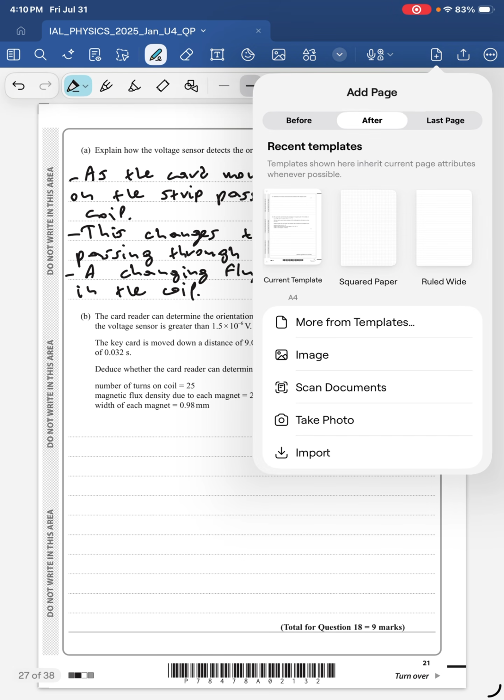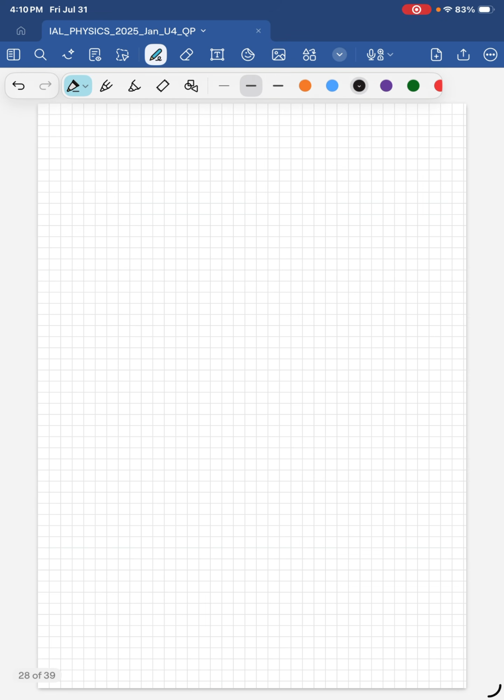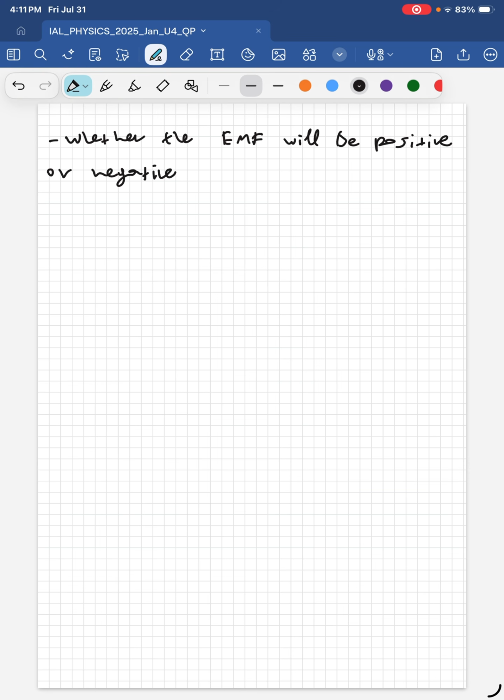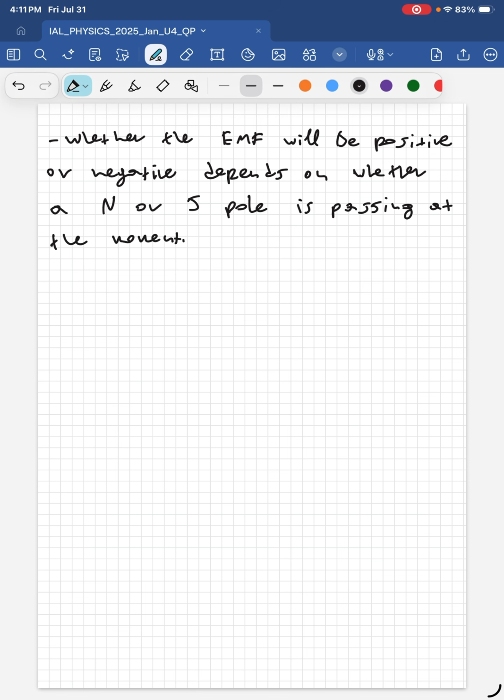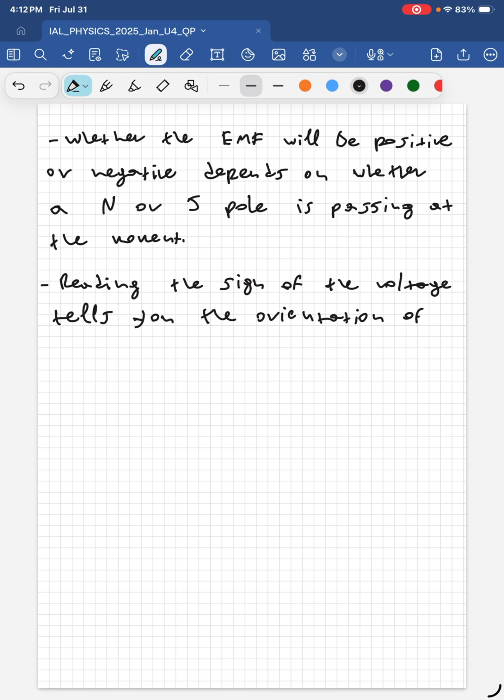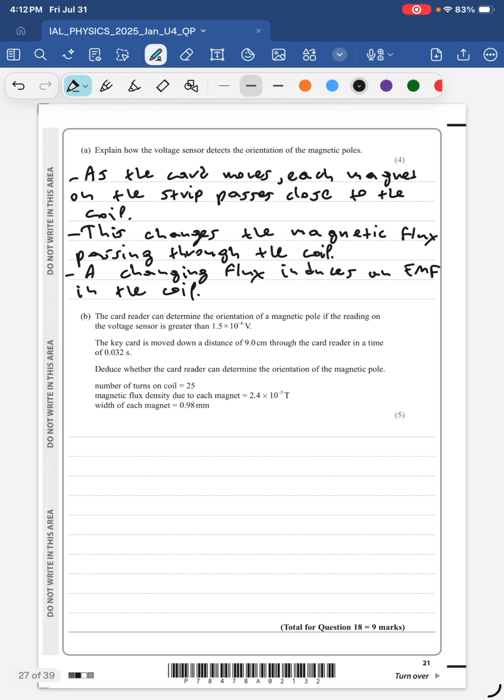Let me use a clean page. Whether the EMF will be positive or negative depends on whether a north or south pole is passing at the moment. Reading the sign of the voltage tells you the orientation of the magnet. Another long answer, I'm sorry, but I think it's complete. So let's move on. Part B.